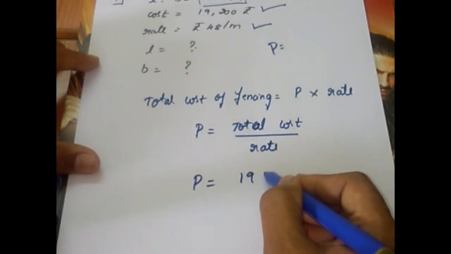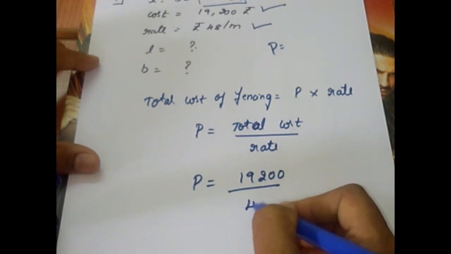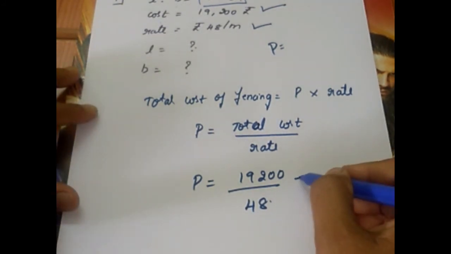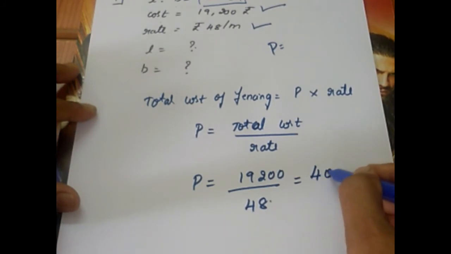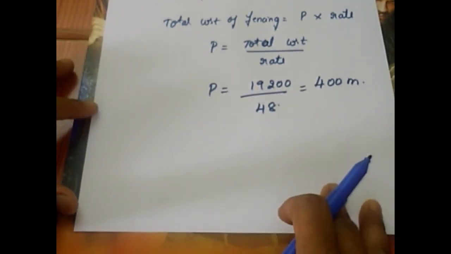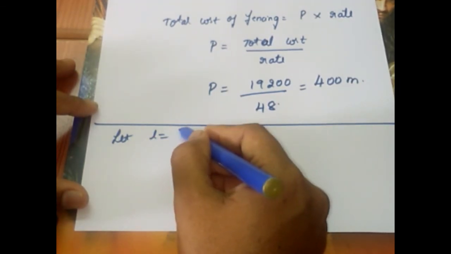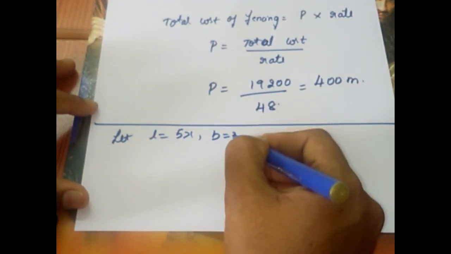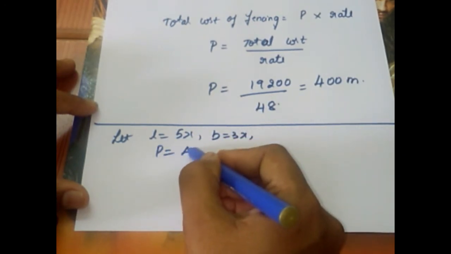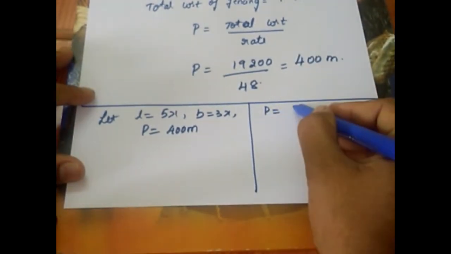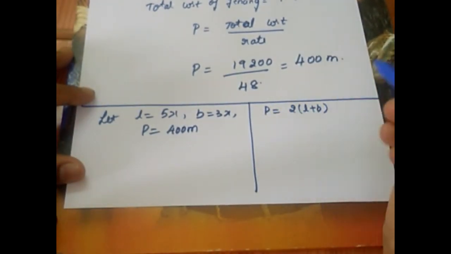So what is total cost? 19,200 by 48. Start dividing it, children. Both are divisible by 2 or you can directly go with 48 ones. So this is 48 4s are 192. So perimeter is equal to 400 meter. So once the perimeter is calculated, we can calculate length and breadth. Let length be 5x and breadth be 3x and perimeter is 400 meter. Apply the formula. I am trying to complete it in a single page, children. You write neatly in your notes one below the other.